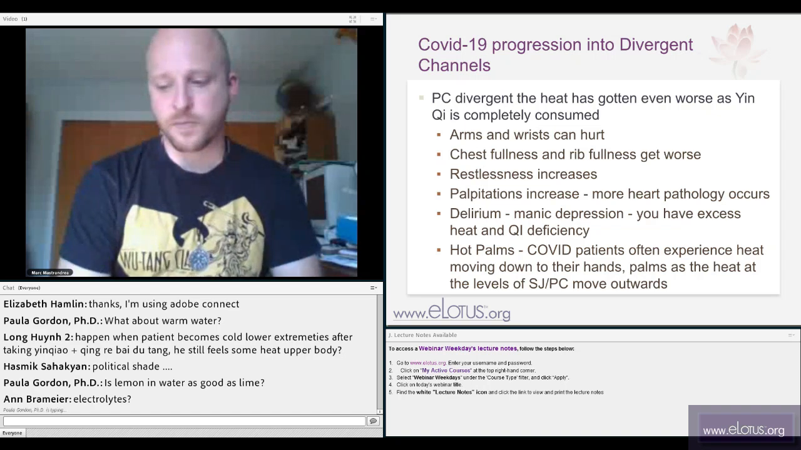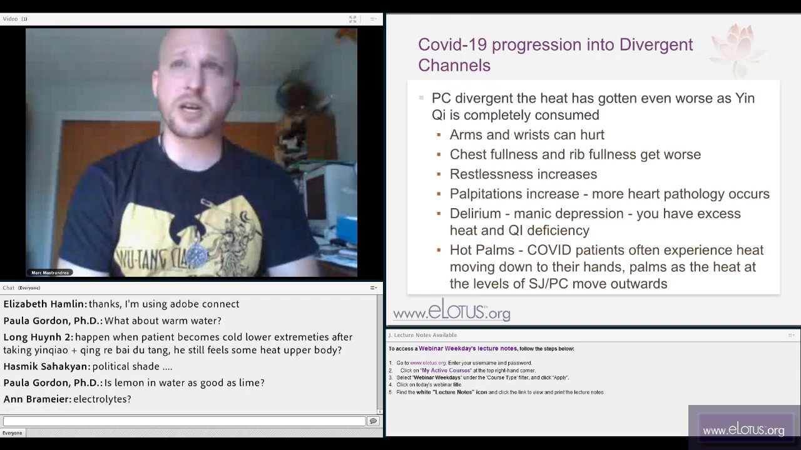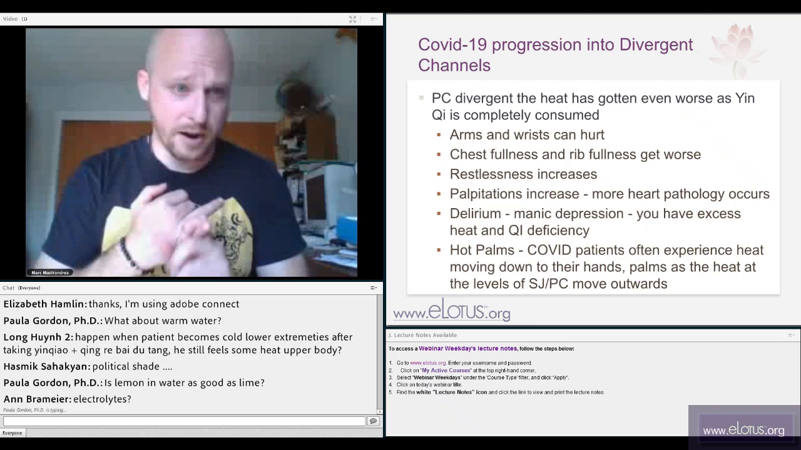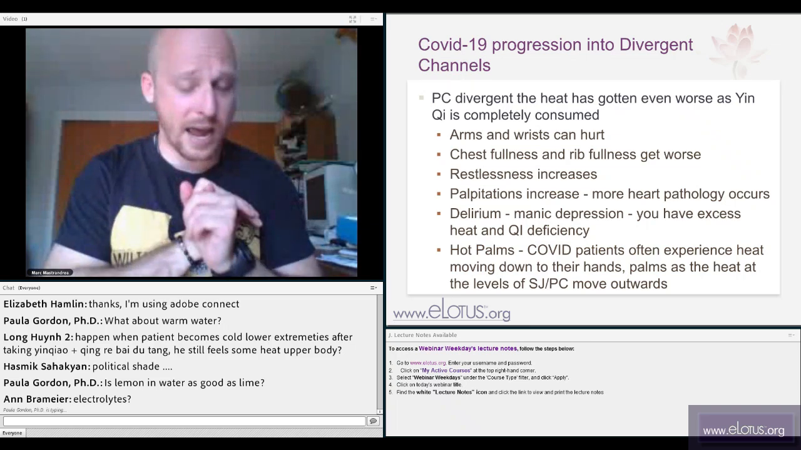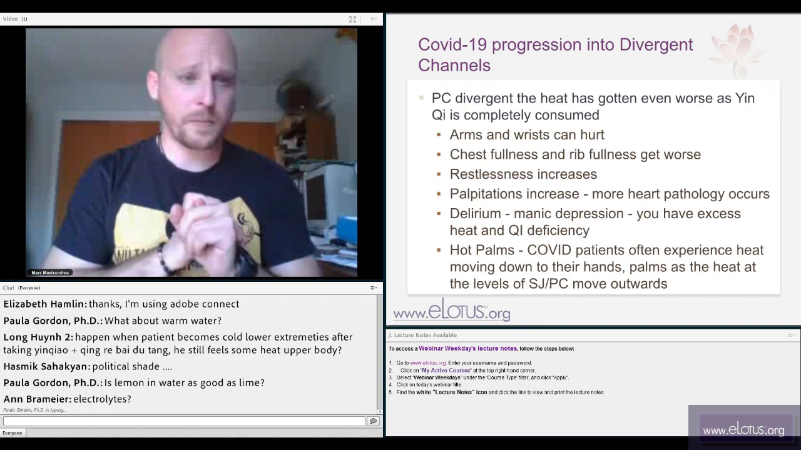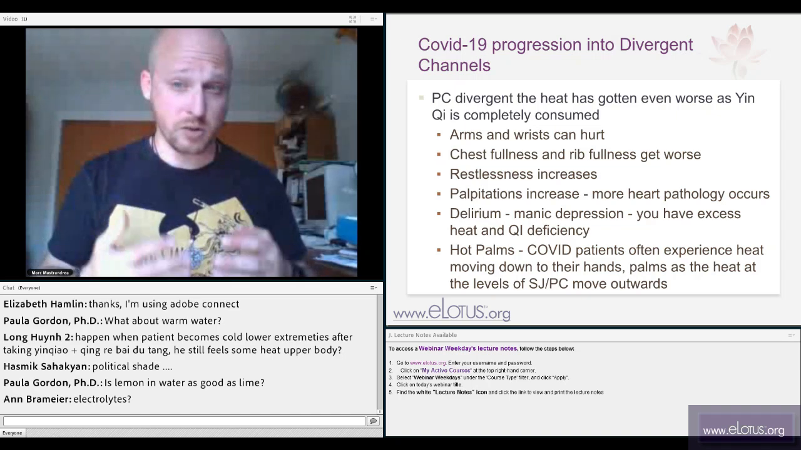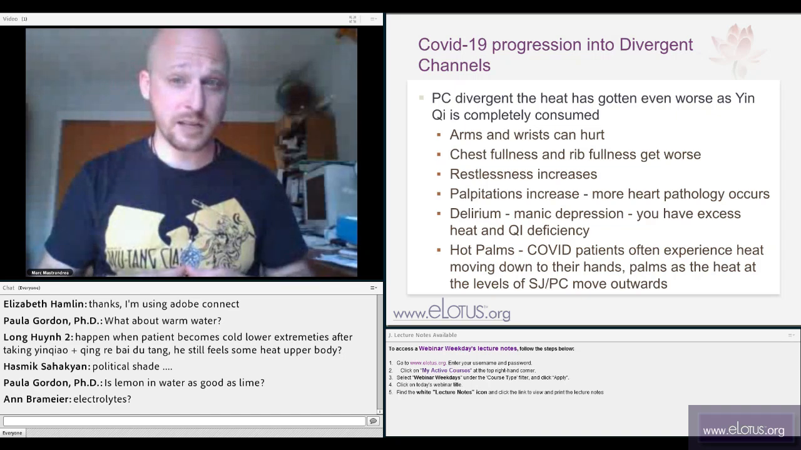Electrolytes. Yes, if you're talking about electrolytes for drinking, you can do things like pear juice, and I would cut it half and half with mineral water. It's a very good source of electrolytes. And they can drink that, and it will also nourish the yin of the lungs. So it's a very, very good thing to nourish the yin of the lungs.